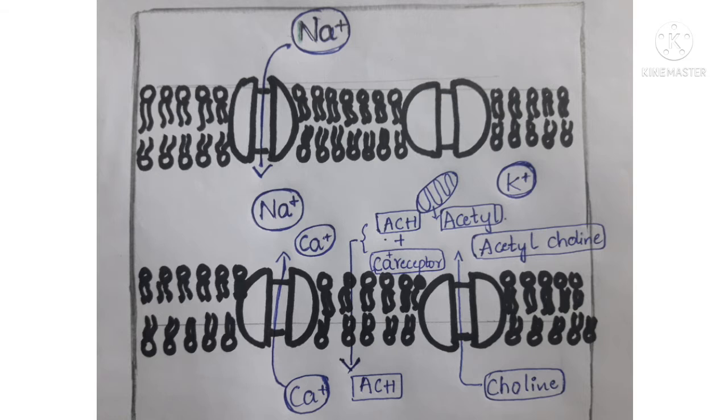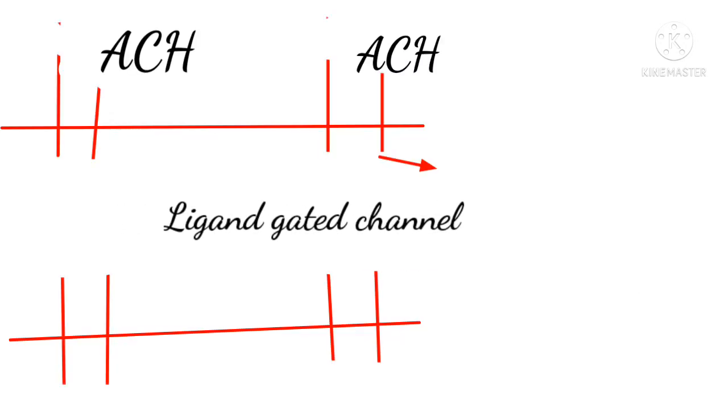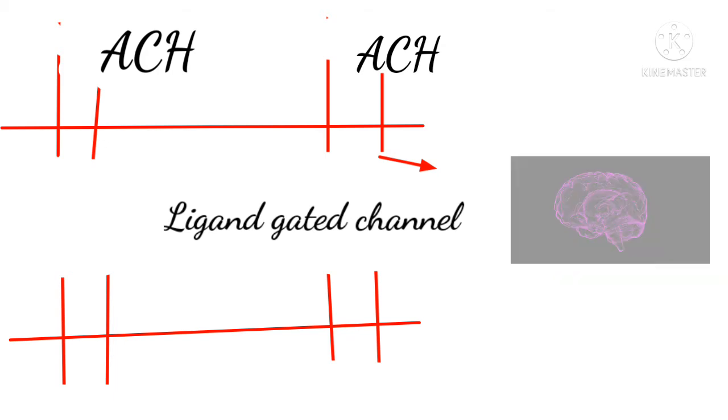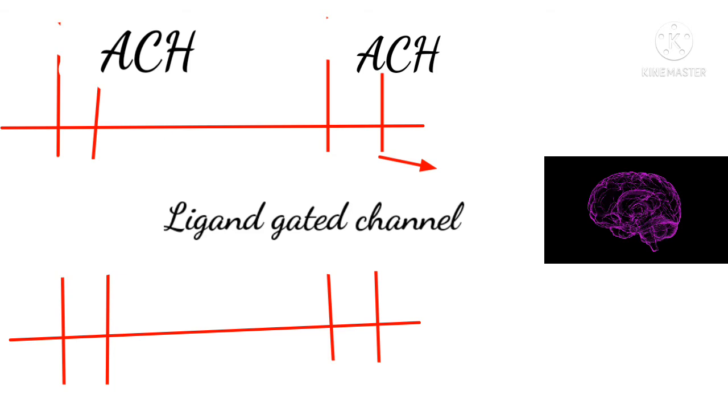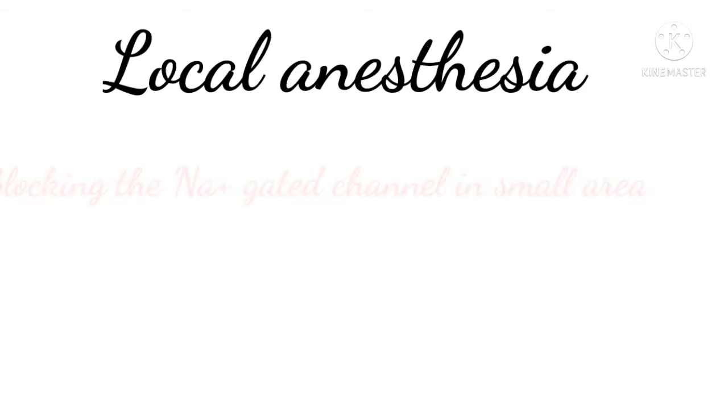at the nerve terminal. Once the ACH comes out at the nerve terminal, on the other side there are nerve terminals with ligand gated channels. In response to this ACH, these ligand gated channels get opened. This is how the impulses are transferred from one terminal to the other, and finally it reaches the brain. So basically this is how, when there is pain, the information is transferred to the brain.